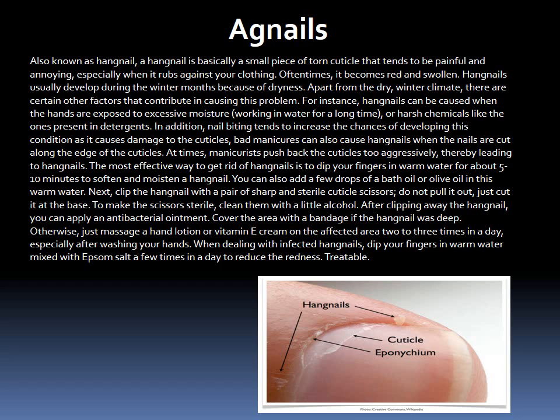Do not pull it out, just cut it at the base. To make the scissors sterile, clean them with a little alcohol. After clipping away the hangnail, you can apply an antibiotic ointment. Cover the area with a bandage if the hangnail was deep. Otherwise, just massage a hand lotion or vitamin E cream over the affected area 2 or 3 times in a day, especially after washing your hands. When dealing with infected hangnails, dip your fingers in warm water mixed with Epsom salt a few times a day to reduce the redness. Treatable.